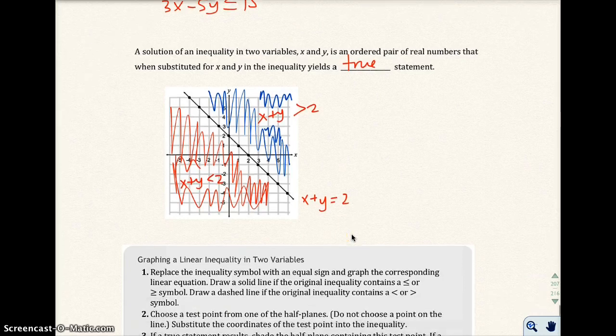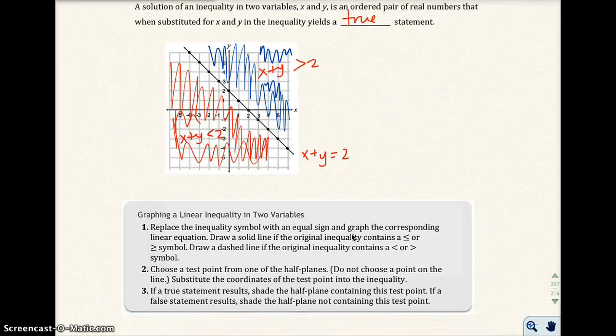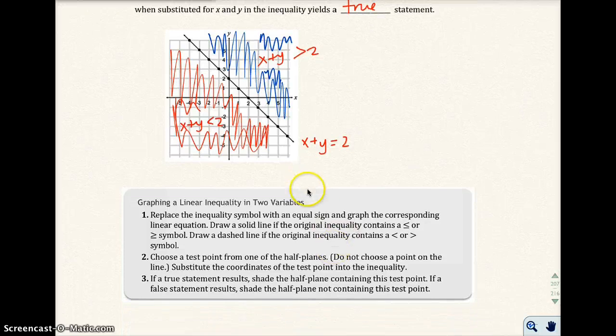Okay, how do we solve a linear inequality in two variables? First, we replace the inequality sign with an equal sign and graph the corresponding linear equation. We draw a solid line if the inequality contains a greater than or equal to or less than or equal to symbol, basically an equal sign in it. We draw a dashed line if the original inequality does not have an equal sign in it.